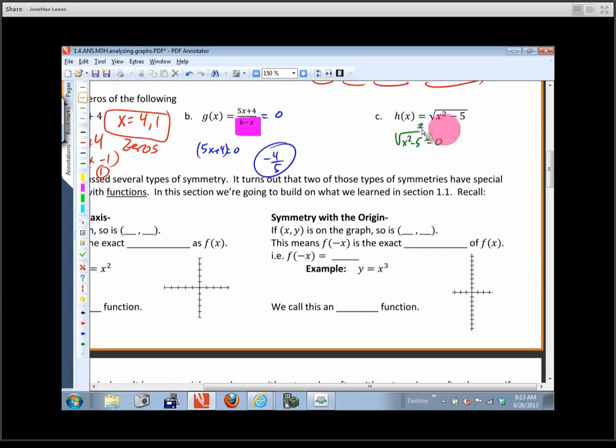Now the interesting thing about this one is, if I square this side, I get x squared minus 5. If I square this side, I still get 0. The only way that radical is going to be 0 is if the radicand, the stuff underneath, is 0. Okay? Now let's finish solving this. Any ideas on this? How do I solve x squared minus 5 equals 0?